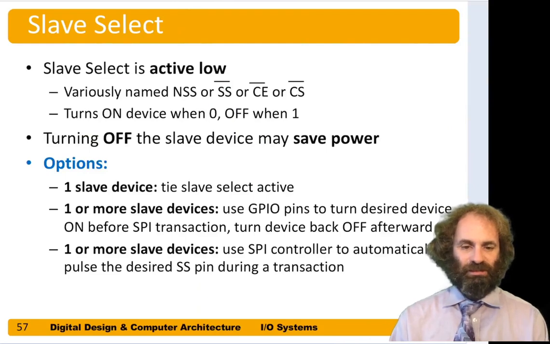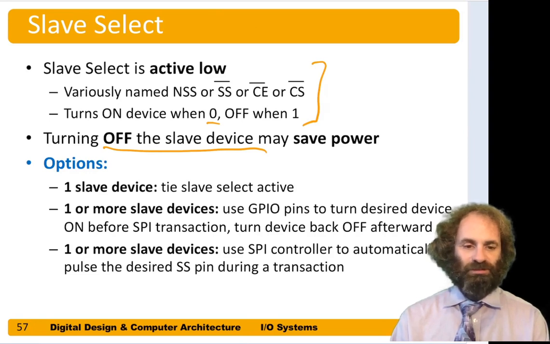So as we said, the slave select is typically active low, and it might have one of a variety of names. The slave is enabled when the slave select is low. Disabling the slave device may save power consumption. For instance, if it's a data converter, turning off the slave select might turn off power to some resistors inside the data converter and save energy.